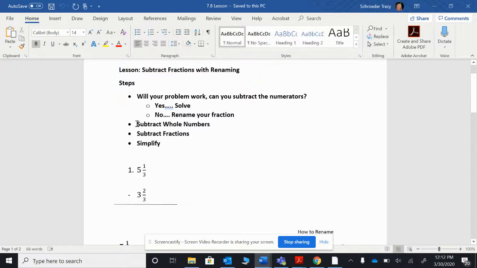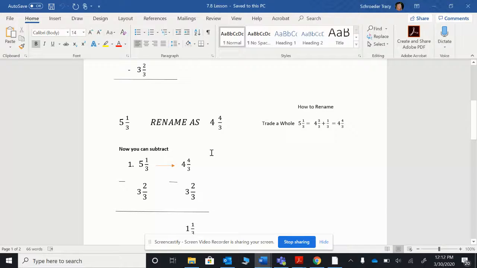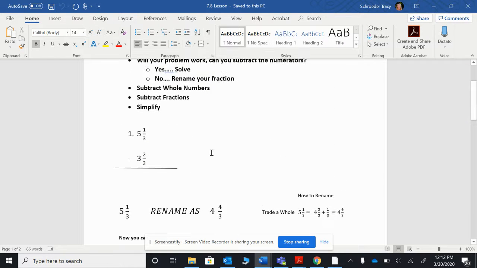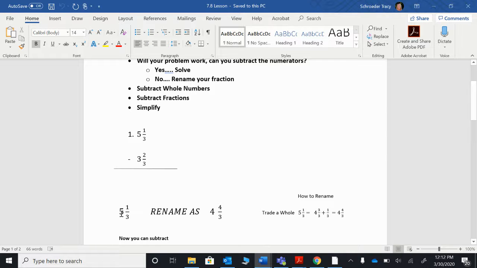After you rename your fraction, you will subtract the whole numbers, then you will subtract your fractions, and then you will simplify it. Let's see what this looks like. My first problem is 5 1/3 take away 3 2/3.